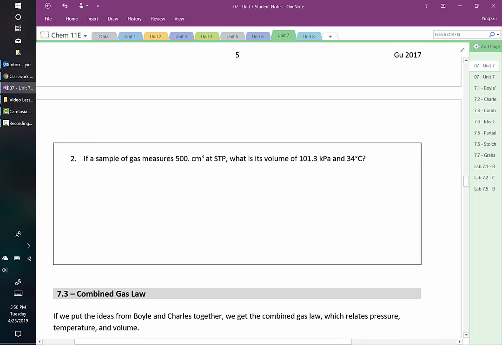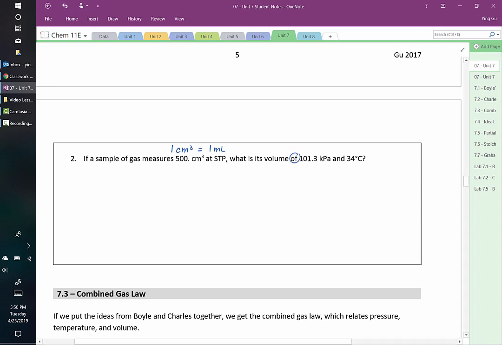Okay, last example. If a sample of gas measures 500 centimeters cubed, whoa, what's that? Centimeters cubed? Oh, throwing you a curveball there. Let's refresh our memory. What is a centimeter cubed? Well, that is actually the definition of a milliliter. That was exciting. All right. What is its volume at 101.3 kilopascals and 34 degrees Celsius?